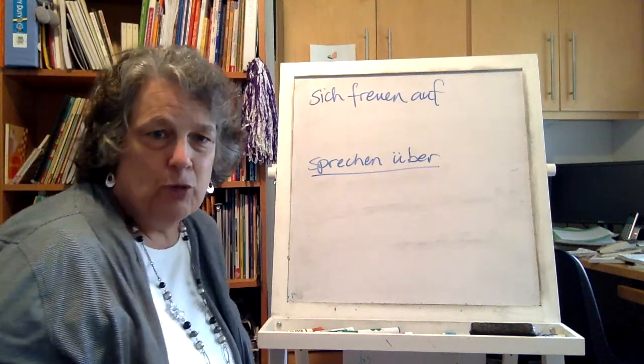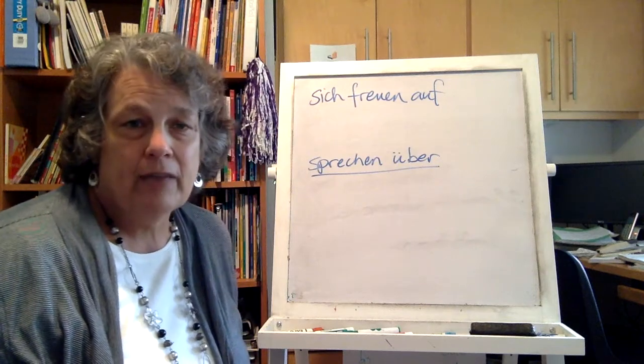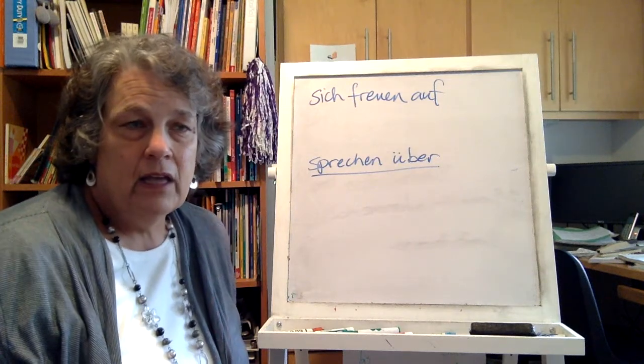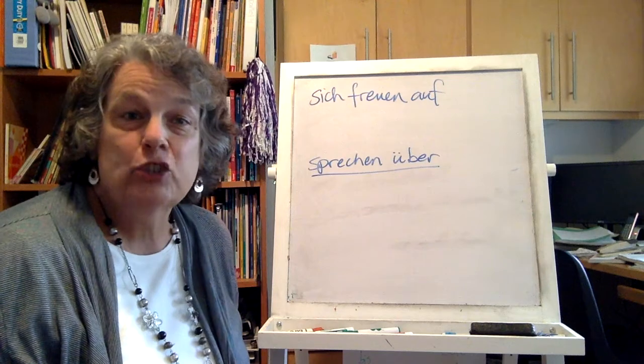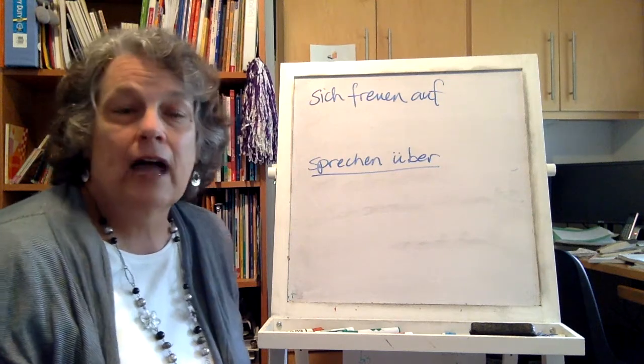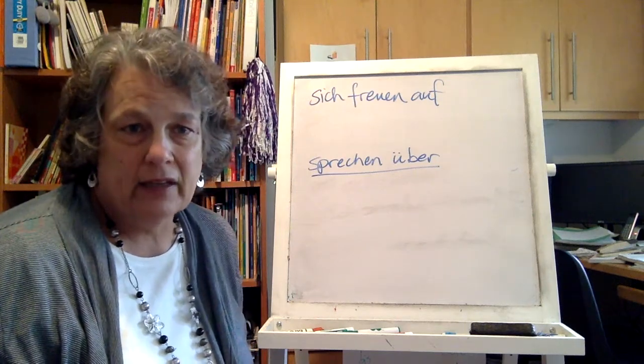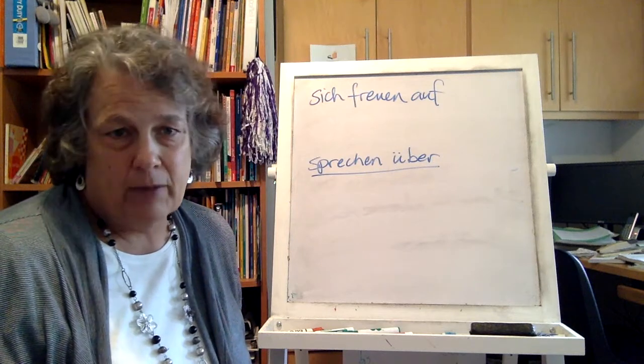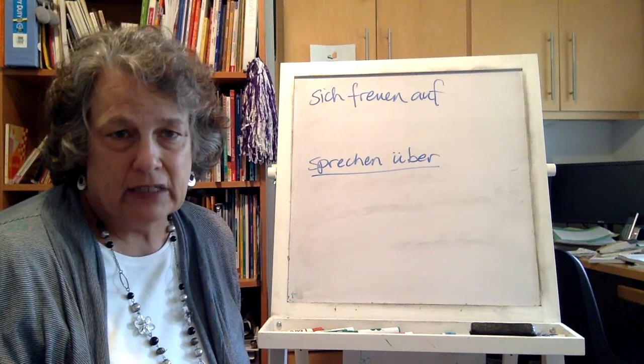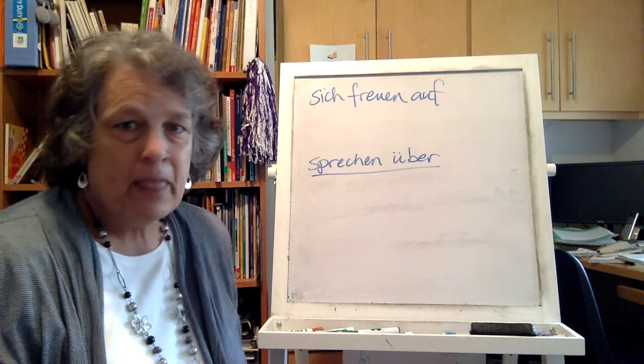So, ich spreche über einen Film. I'm talking about a movie. Okay? Ich spreche über, sprichst du über einen Roman? Iona spricht gern über Romane. So Iona likes to talk about novels because she likes to read. Okay, so that's sprechen über.